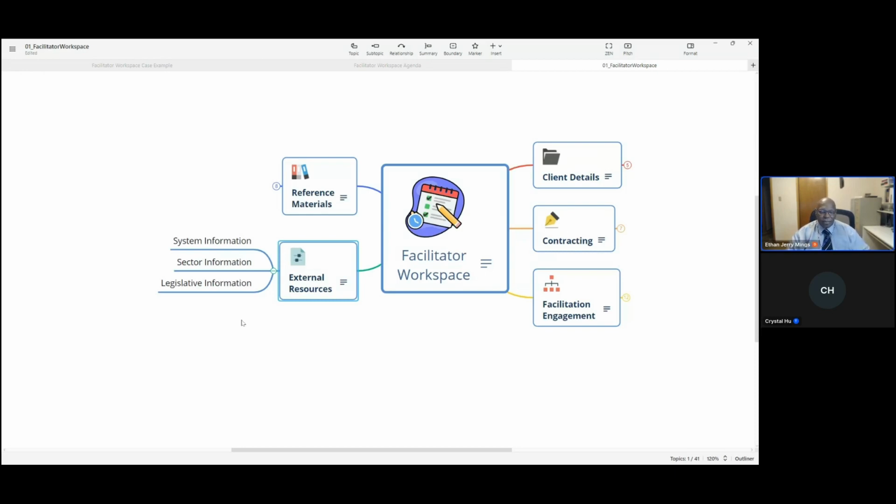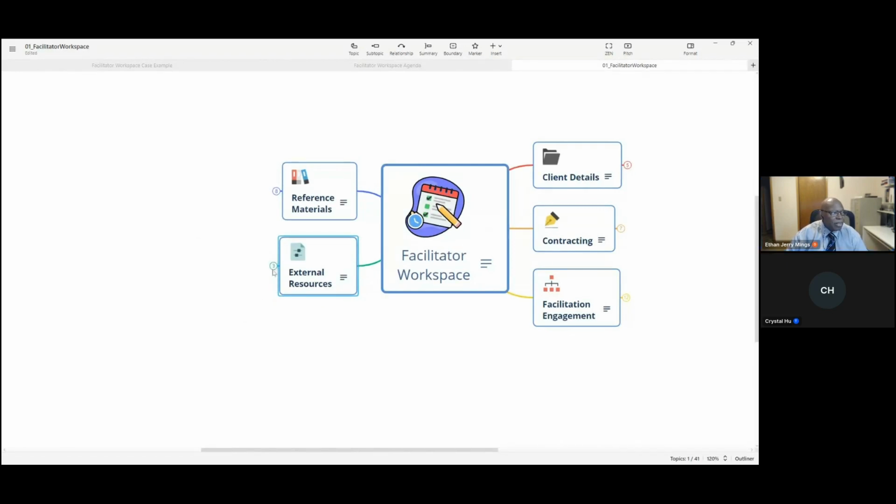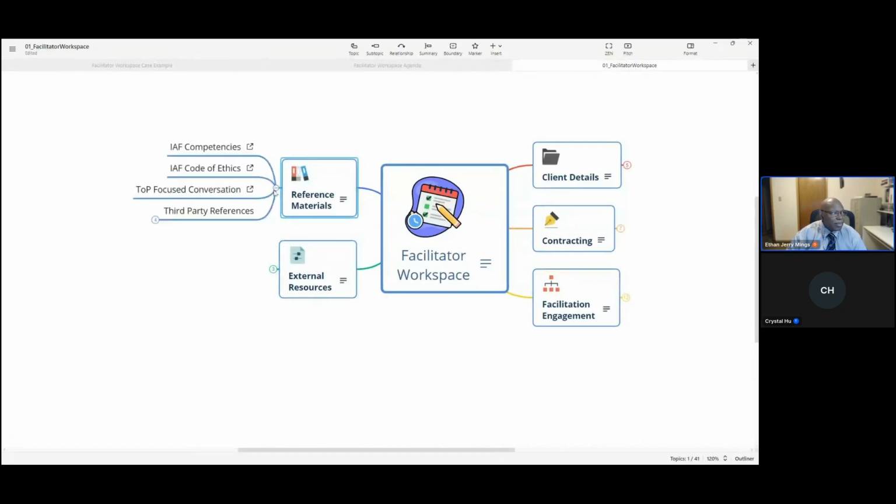But the other thing is sometimes we look at legislation, law, regulations that the group and you need to know about. They're external to the actual group you're working with, but they play a role in that. And that's the other piece to pay attention to. And finally, there's reference files. These are files that you want to pay attention to.